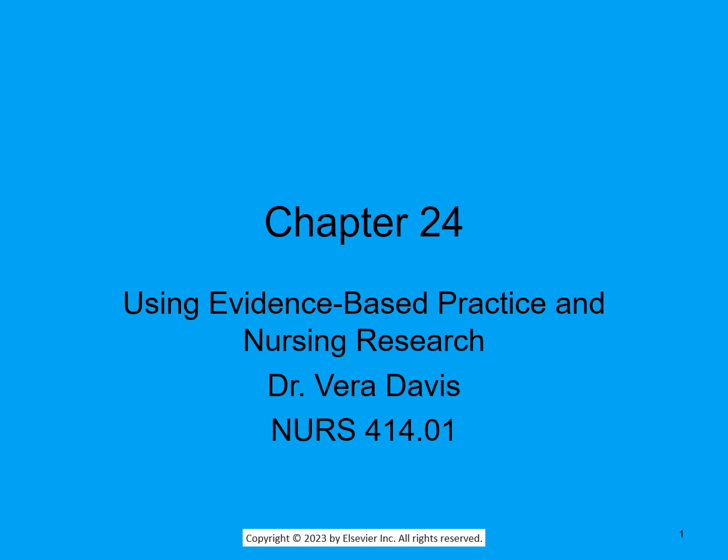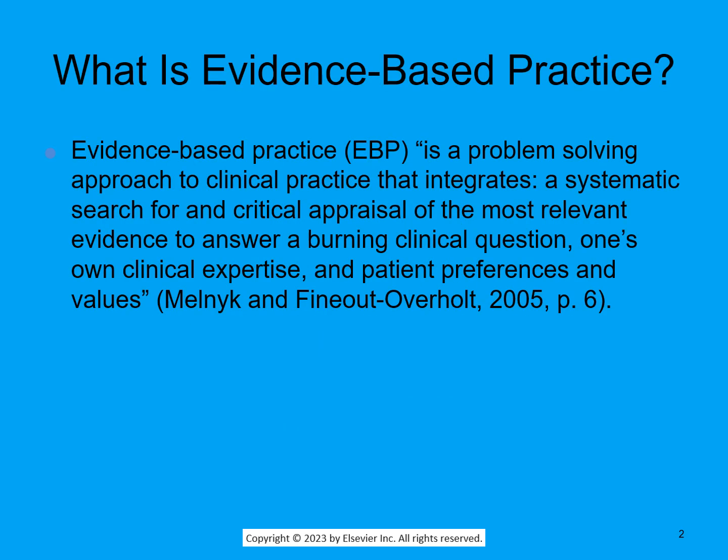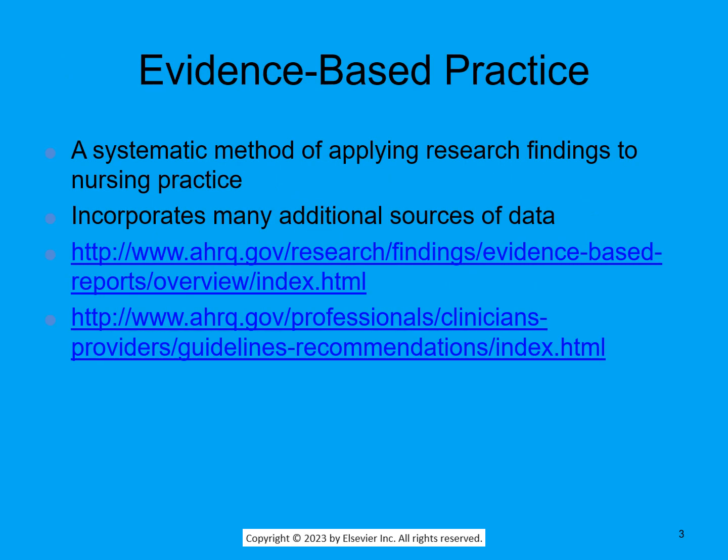Okay, chapter 24 talks about evidence-based practice in nursing research. I'm sure y'all have heard a lot about it. What is evidence-based practice by now? Generally, it's a problem-solving approach to clinical practice that integrates a systematic search for and critical appraisal of the most relevant evidence to answer a burning clinical question, along with one's own clinical expertise and patient preferences and values. I know I said a lot. So basically, what we're looking at overall is what the evidence supports, in a systematic way based on the most relevant evidence. How could we improve patient care?